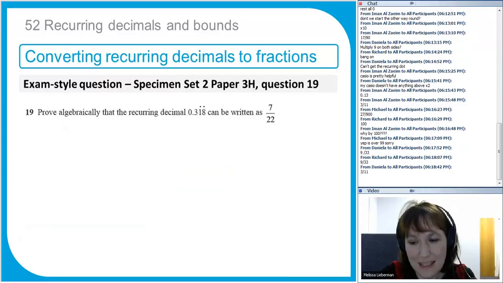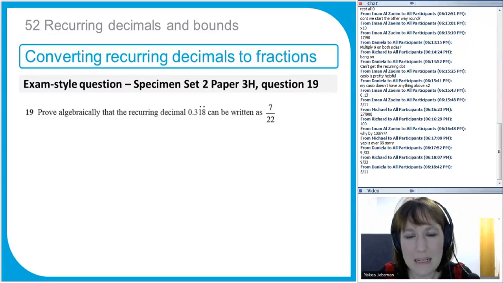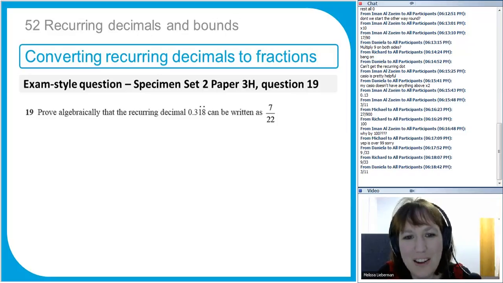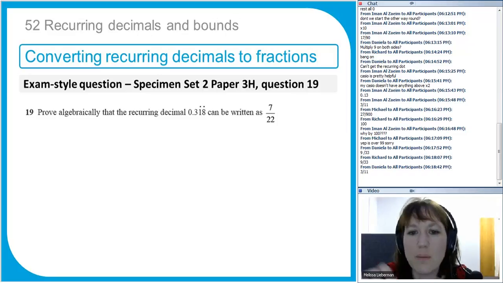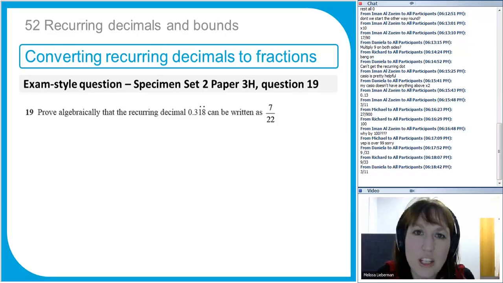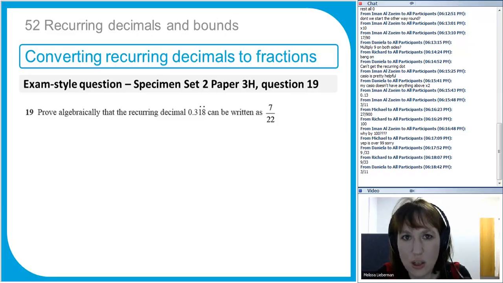Now I'm just going to end this bit of the lesson with an exam style question. This is actually from the new 9-1 specimen set 2 papers. This is the 3H paper, so it's a calculator paper. Although you have a calculator, it does use this language. It says prove algebraically that the recurring decimal 0.3181818, going on forever, could be written as 7/22. So you can't use your calculator to help you with this. If you put that into your calculator, you just get 7/22. You need to use the algebraic method, which I just showed you, to convert this to a fraction.